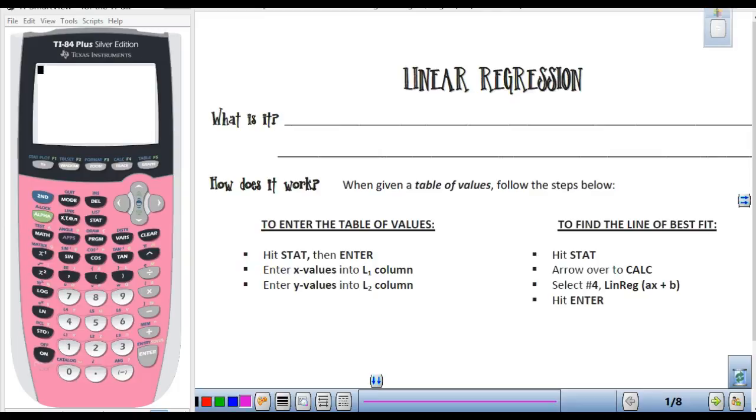We talked about finding the line of best fit by hand. We had to find the slope, look where the line intercept was, all that good stuff.